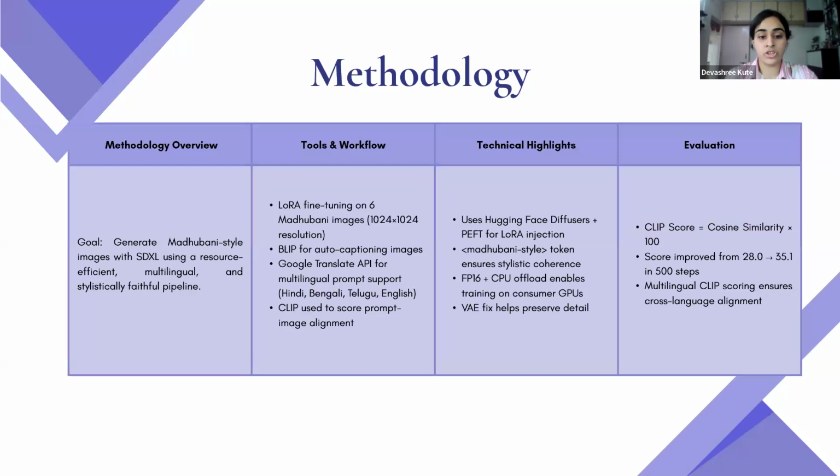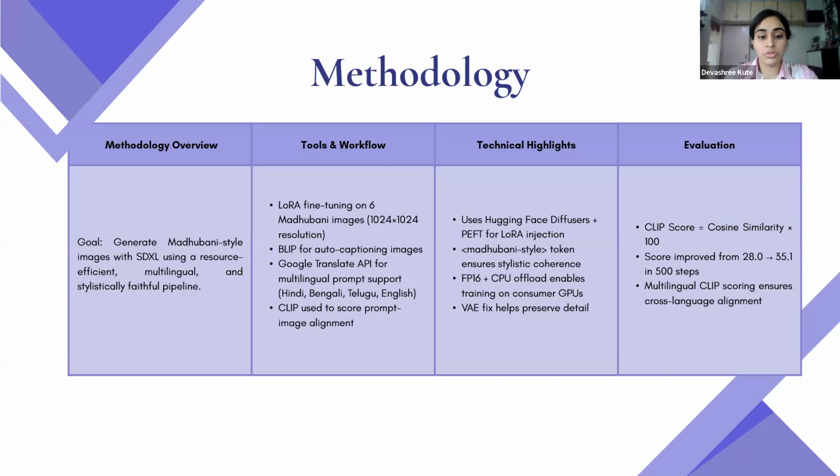So this is the methodology. The goal was to generate Madhubani style images using Stable Diffusion XL in a way that's both efficient and accurate to the traditional style. To do this, the model was fine-tuned using just 6 high-resolution Madhubani images, of size 1024 by 1024 pixels.